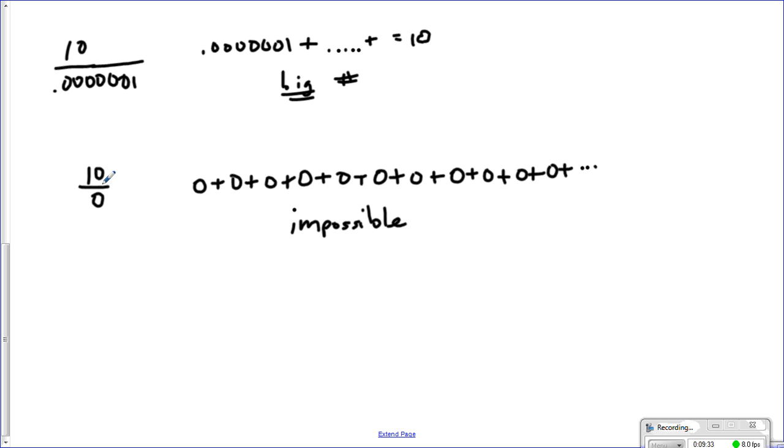So any non-zero number cannot be divided by 0, because 0 will never add up to anything but 0. So anything other than 0 divided by 0 cannot be done.